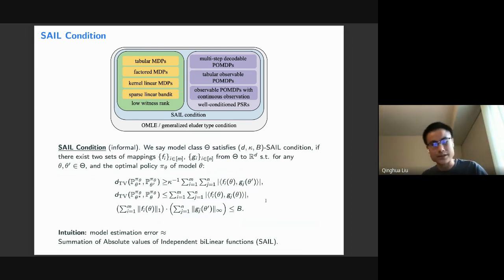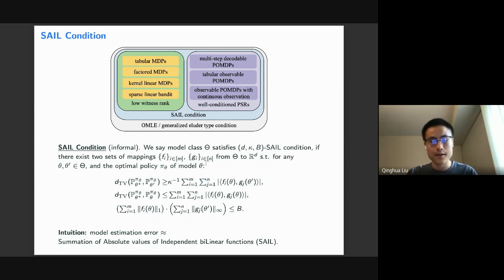So the high-level intuition is the model estimation error admits some special structure that is a summation of absolute values of independent bilinear functions. If you are familiar with the definition of Bellman rank and witness rank, you can think of this condition as a generalization of those conditions, because in the definition of Bellman rank and witness rank, you have a single inner product between two functions. However, here we have an additional double summation structure. So the condition is a little bit more general and can handle more problems beyond those previous conditions.